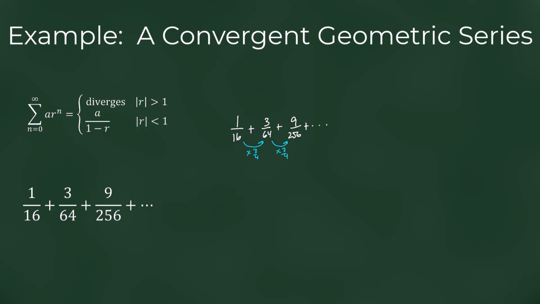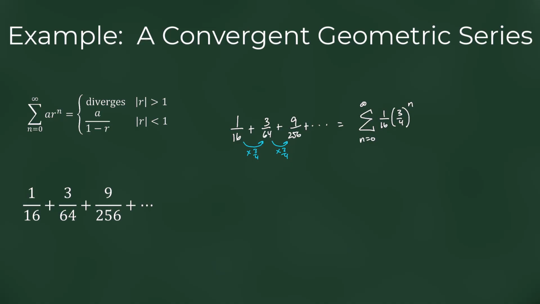That means that our r value is 3/4, and we have the sum from n equals 0 to infinity of 1/16 times 3/4 to the n. Notice the first term is missing a 3/4. That's because it's being raised to the 0 power and is equal to 1. Then we have 1/16 times 3/4, 1/16 times 3/4 times 3/4, and so on and so forth.